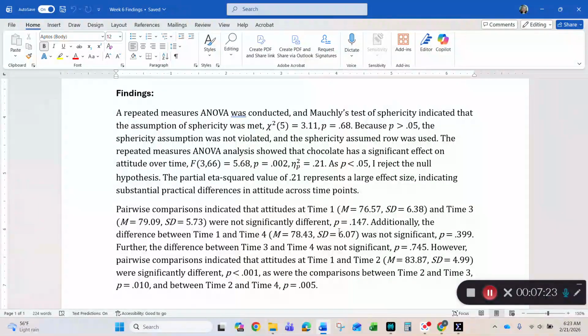On a 0 to 100 attitude scale, a 7-point gain is noticeable enough to matter in real-world contexts where short-term mood or attitude is important, for example, before a stressful event or activity.